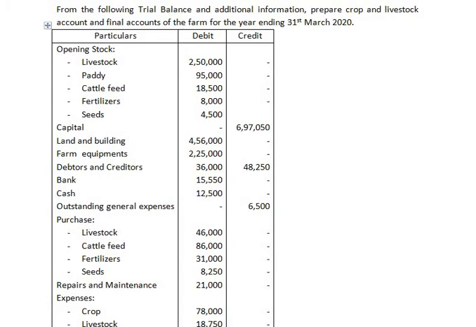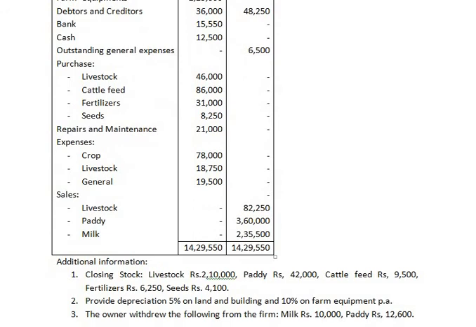Purchases has to be debited to the crop and livestock account. Repairs and maintenance expenses in the crop column, livestock in the livestock column, general expenses in the profit and loss account on the debit side. Sales has to be credited to the livestock account and crop account.